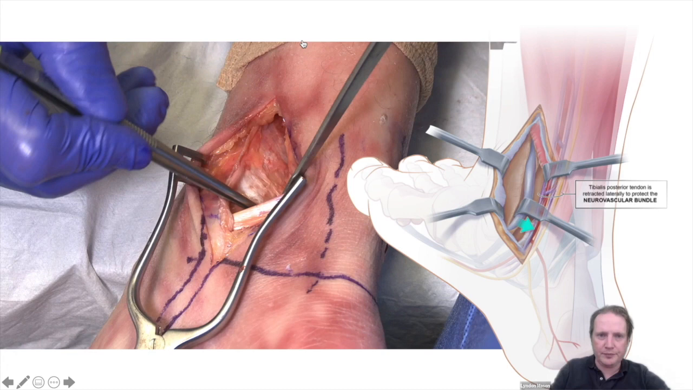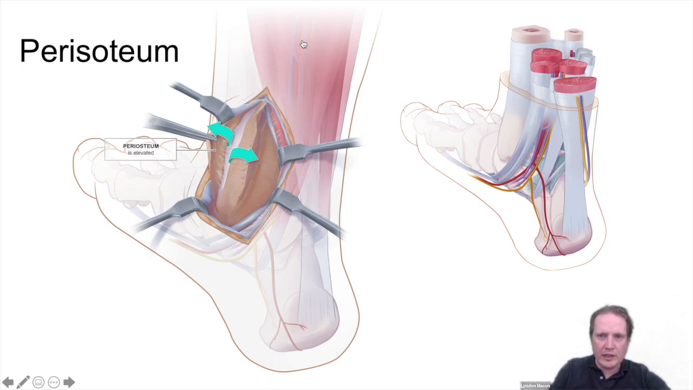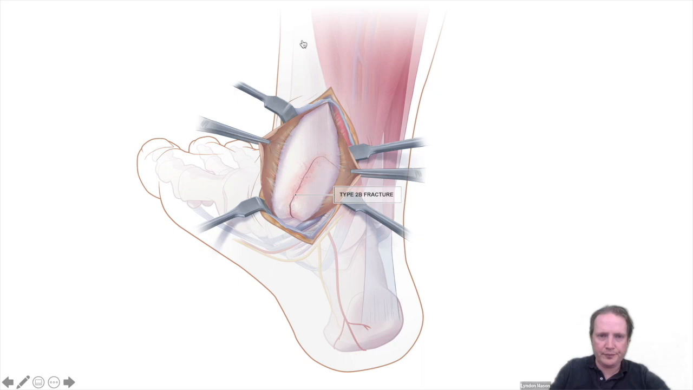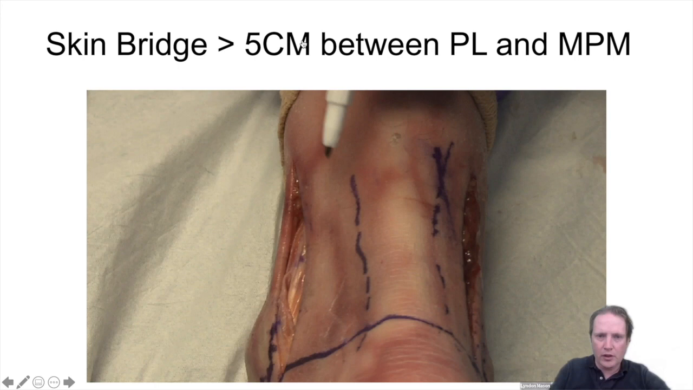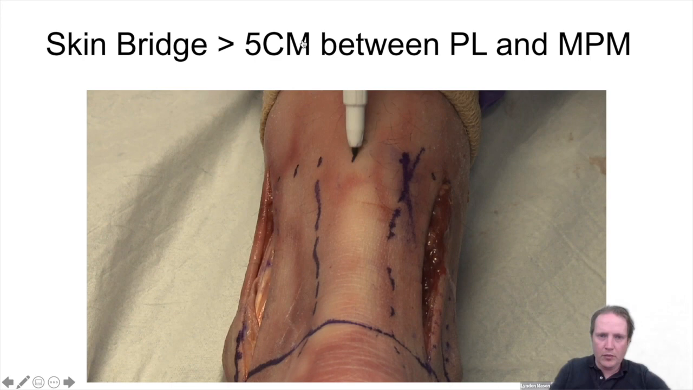Your third pop is again the periosteum. As you see schematically, this is opened, allowing access to your type 2B fracture. The skin bridge between the posterolateral and posteromedial incisions is very large. You also have a neurovascular bundle between them. You see this is greater than 5 centimeters.